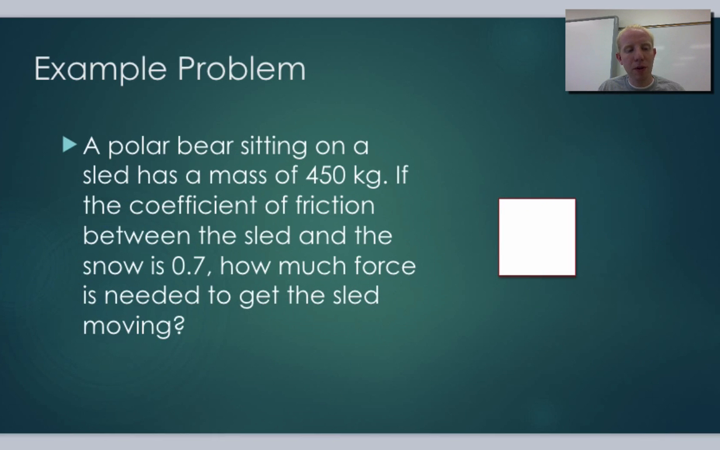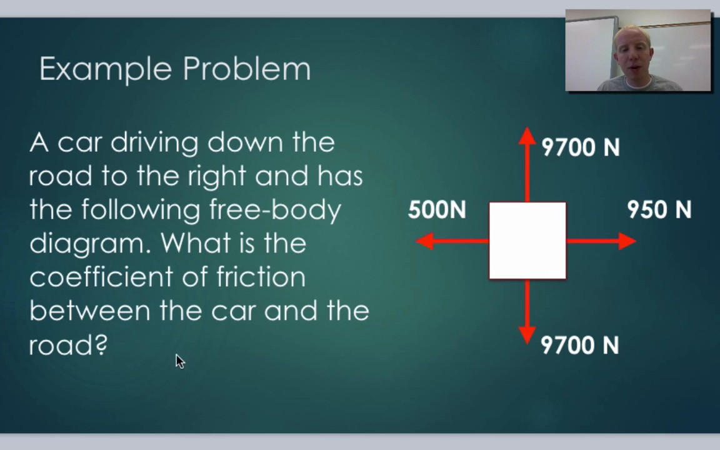All right, let's do a couple more just to get used to problems like this. Okay, so let's say we have this problem. We have a car driving down the road to the right and has the following free body diagram. What is the coefficient of friction between the car and the road? We're given all the different forces. We're trying to find the coefficient of friction this time.